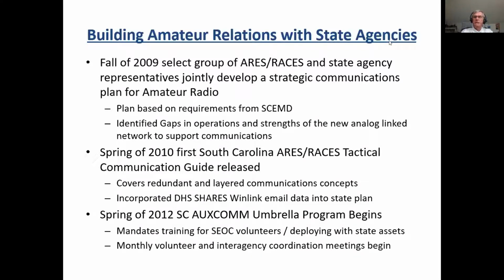the volunteers started hosting monthly meetings for agencies to better coordinate interoperability. That effort has now moved from the volunteers who hosted the meeting to the South Carolina Emergency Management Division. However, the chairperson for the meeting remains a volunteer radio operator. So that's where we were in 2013. So let's begin the real story.